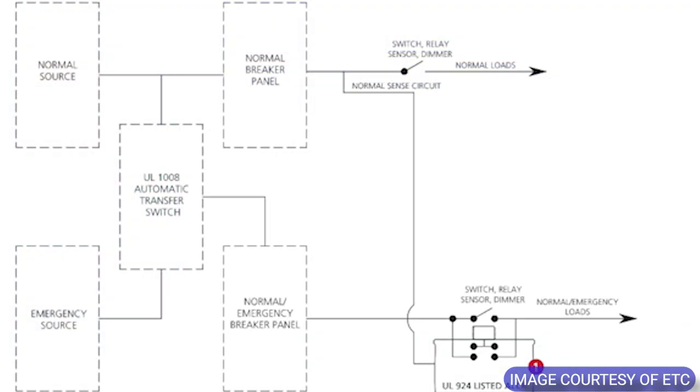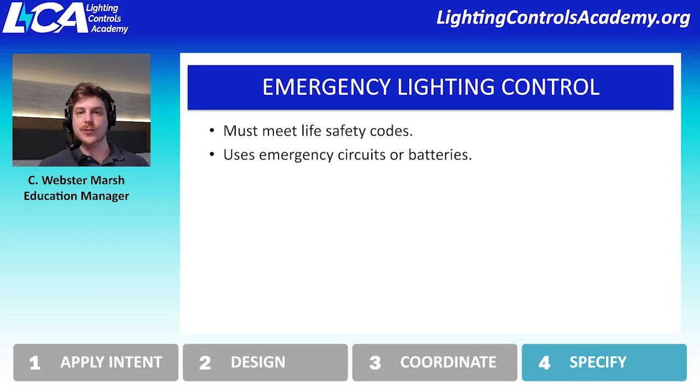Now, it might use either emergency circuits being fed by a generator, or it might be an inverter or a battery backup that is powering the light fixture. But what we need to do is override those lighting controls so that when we are in an emergency state, the normal controls are not controlling the light fixtures. The light fixtures are just being forced to their emergency state.